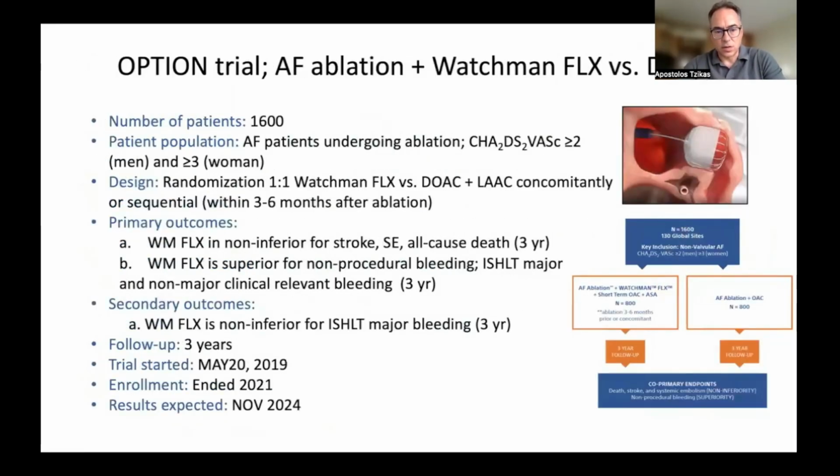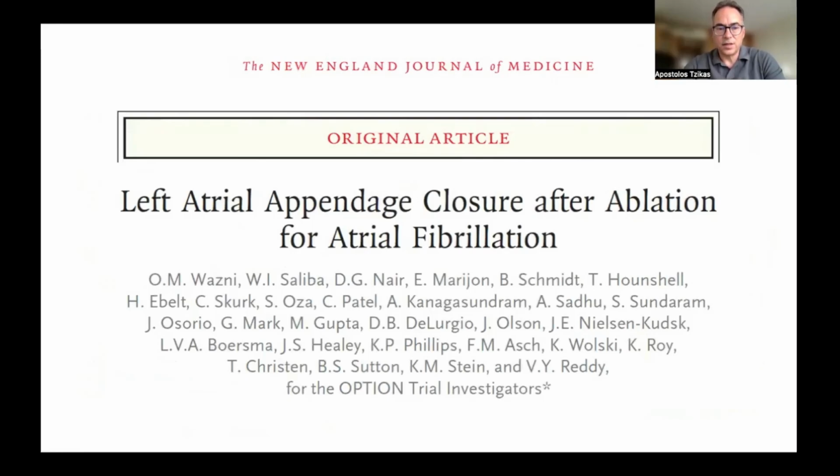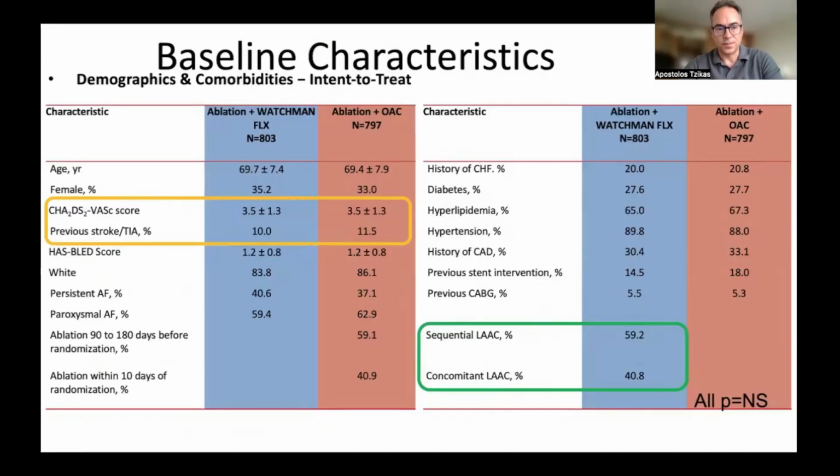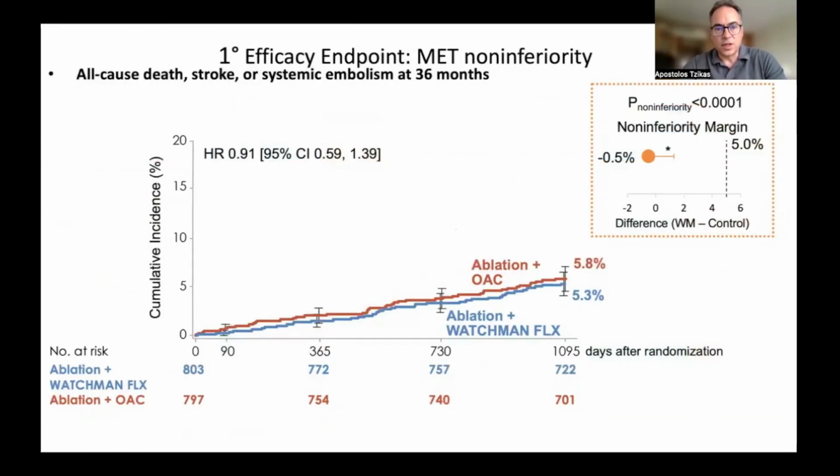And the OPTION trial, this is already published. It showed some substantial findings published in the New England Journal of Medicine. This is a comparison between ablation plus Watchman versus ablation plus oral anticoagulation. And in 60% of the cases, the two procedures were performed sequentially, and in 40% they were performed in the same session. And there was a non-inferiority for the device versus the drug in this group of patients in stroke prevention.